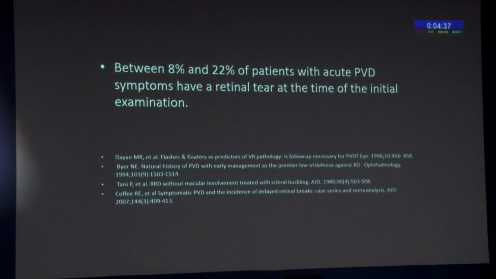This is quite significant. In any patient with acute PVD with symptoms at the time of initial examination, the percentage of tears seen is quite high. It's almost about 8 to 22%. So whenever a patient comes with an acute PVD, it is our duty to examine the periphery and carefully look for any breaks or holes in this patient.